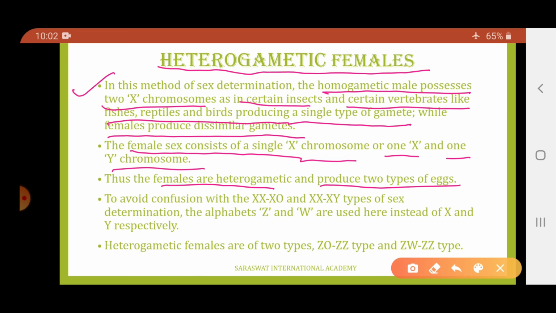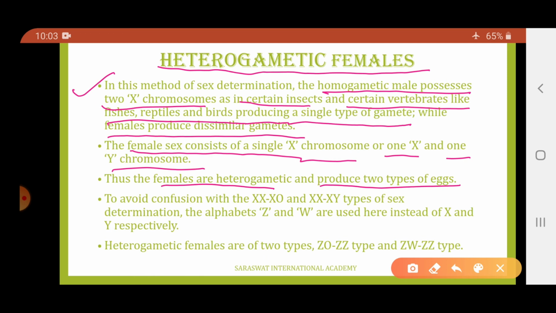So, here females are heterogametic and they produce how many types of egg? Two types of egg. Whereas in the heterogametic males, the eggs were produced of only one type and the sperms were produced of two different kinds. Here in the heterogametic males, the sperms are of one kind but the eggs produced are of two different types.